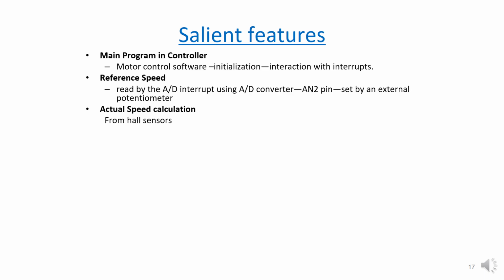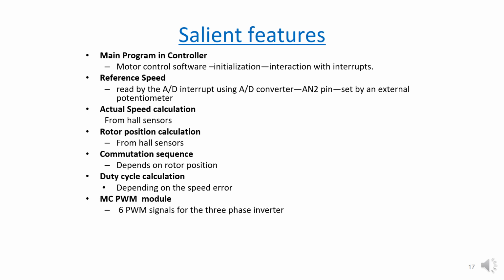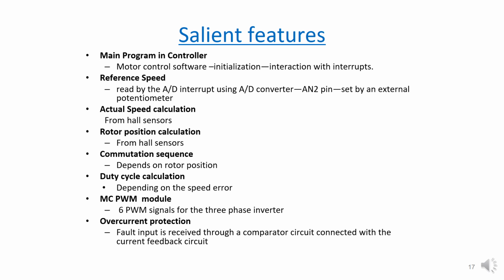This shows the salient features of the above block diagram. The actual speed calculation, as we saw in the last slide, is taken from the Hall sensor, and the rotor position is also calculated from the Hall sensor output. The commutation sequence depends on the rotor position. Depending upon the rotor speed, the duty cycle can be calculated. The microcontroller PWM module has 6 PWM signal ports that are given to the 3-phase inverter, and we can also provide overcurrent protection.